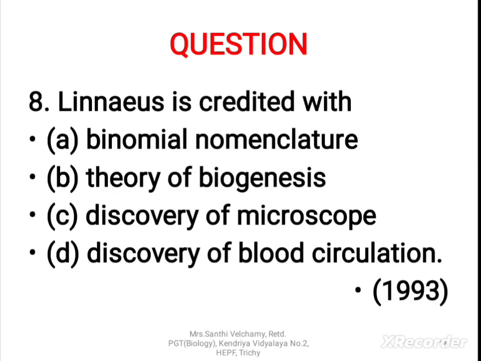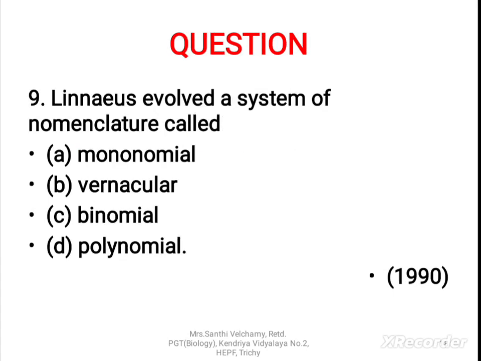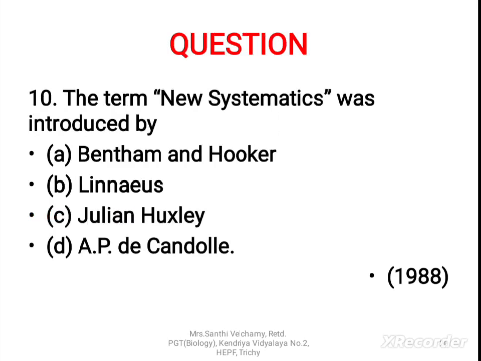The eighth question, Linnaeus is credited with A. Binomial nomenclature, B. Theory of biogenesis, C. Discovery of microscope, D. Discovery of blood circulation. The correct answer is binomial nomenclature. Then the ninth question, Linnaeus evolved a system of nomenclature called A. Mononomial, B. Vernacular, C. Binomial, D. Polynomial. The correct answer is binomial.